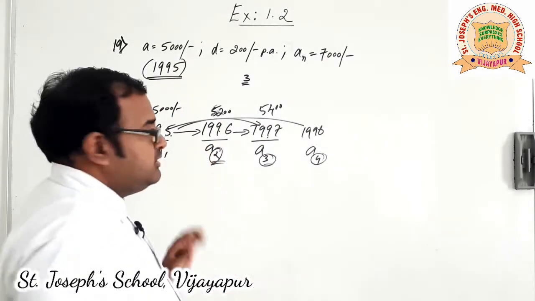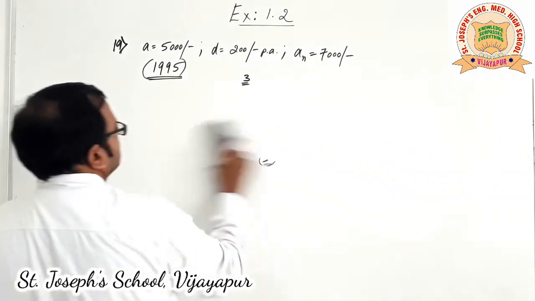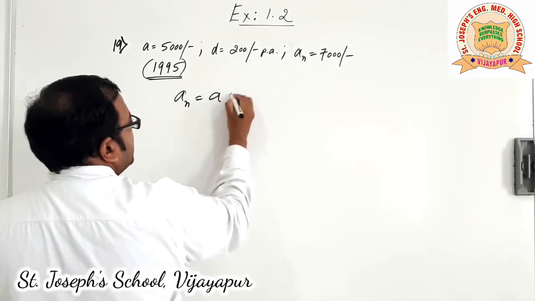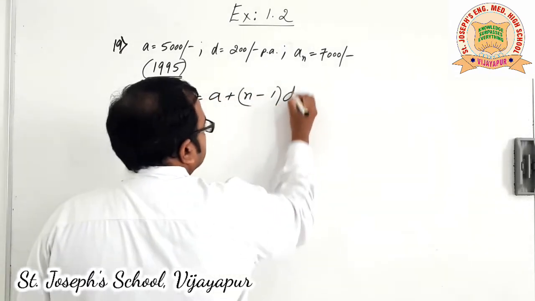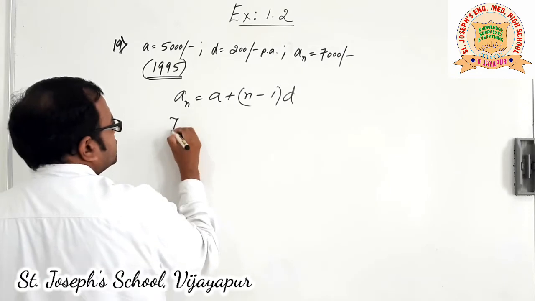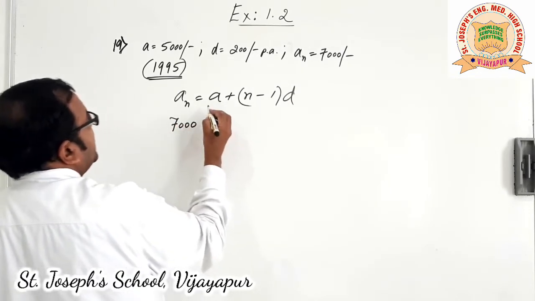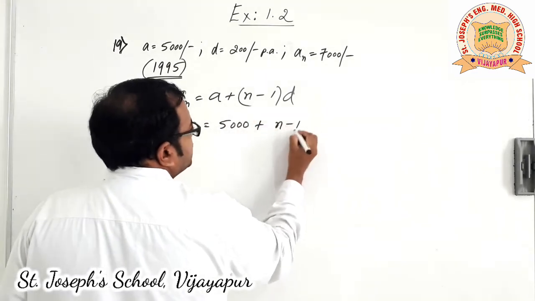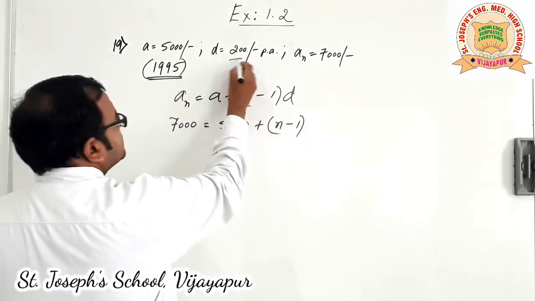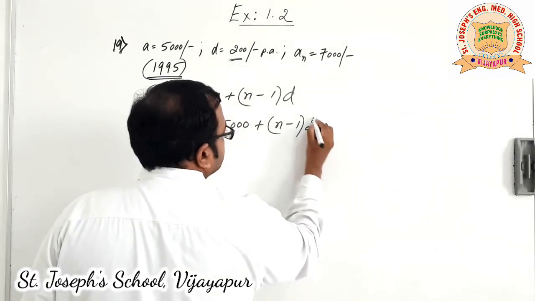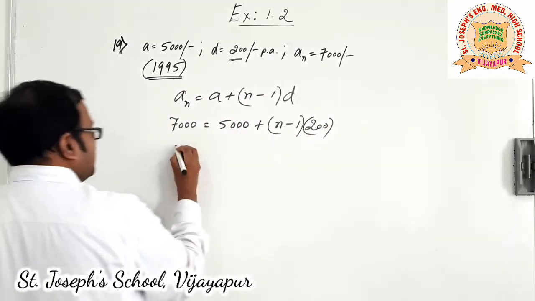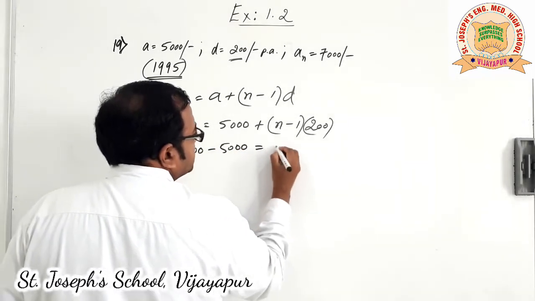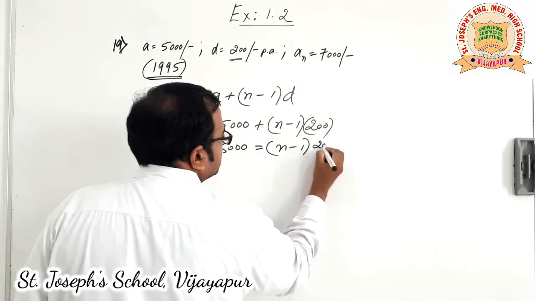Clear? Now let us try to find out n value. The formula is an is equal to a plus n minus 1 into d. What is an? 7,000 of course. What's a? First term, 5,000, plus n, don't know, we need to find out, n minus 1. Difference is there, 200. 5,000 comes to the other side, becomes minus 5,000. 7,000 minus 5,000 is equal to n minus 1 into 200.